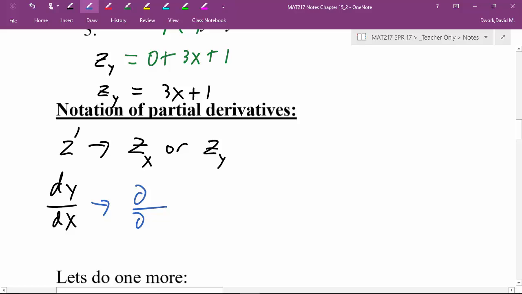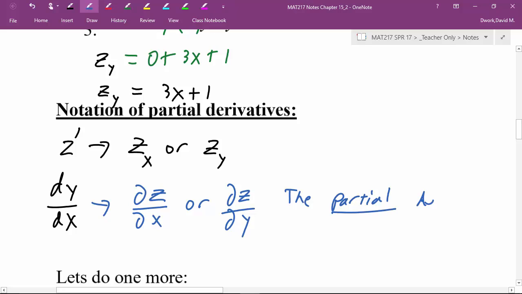And now it's still the same basic idea though. Output variable, dependent variable, over the input variable. So it'd be dz dx or dz dy, but we would read this as the partial derivative of z with respect to x, or the partial derivative of z with respect to y. So again, the key word is partial derivative.